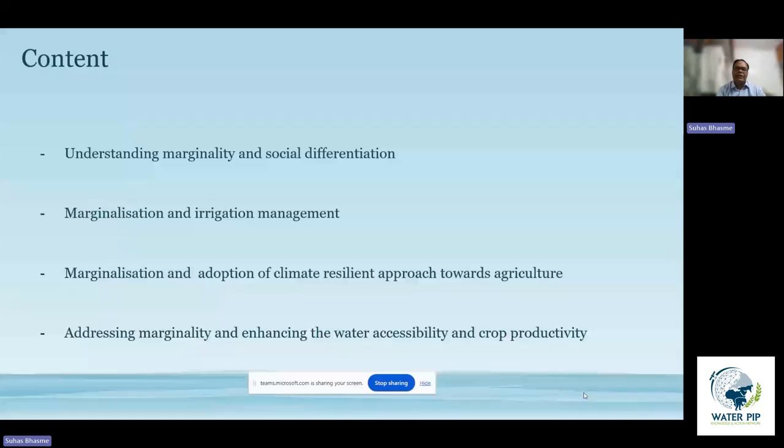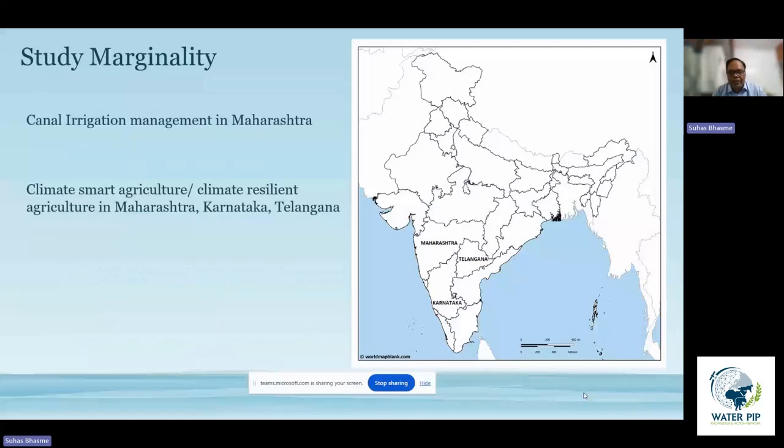So what I did in this presentation is that I have collected my entire experience of working with the small landholding farmers, particularly in regions of Maharashtra, Karnataka, and Telangana, on different aspects related to agriculture. It also includes canal water management through community participation actions, which was also the subject of my PhD, but later on we also did a larger study on the reforms that were implemented across the state of Maharashtra, and I was part of that particular team.